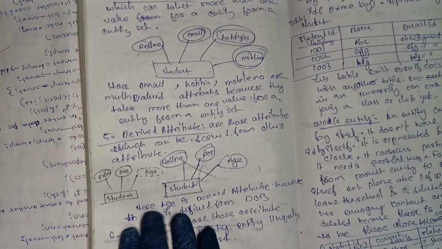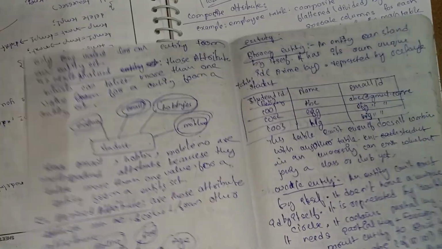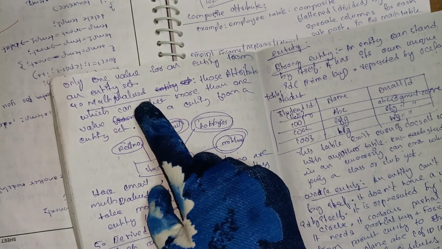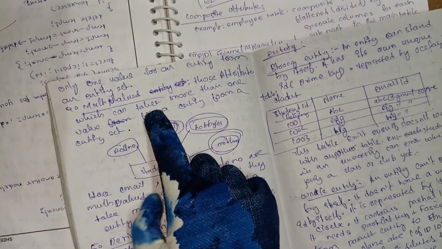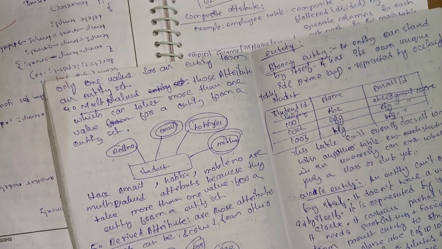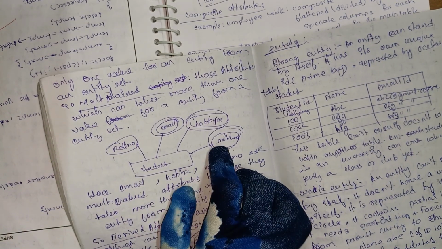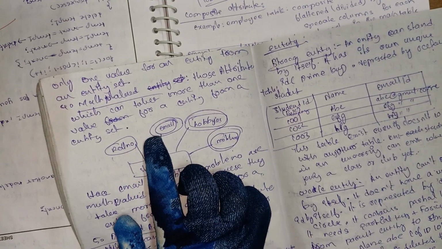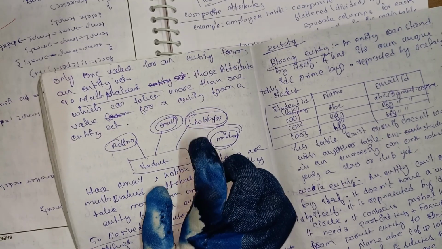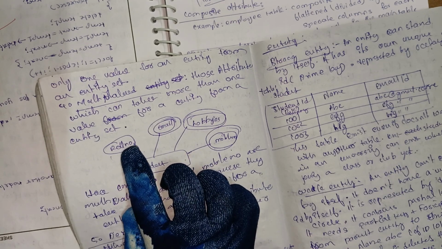Then multi-valued attribute. Representation in the ER model will be like this, and the definition is those attributes which can take more than one value for an entity from an entity set. So here the entity is a student. Here mobile number, hobbies, email, roll number are attributes, and email, hobbies and mobile numbers are multi-valued attributes. Roll number is a normal attribute.